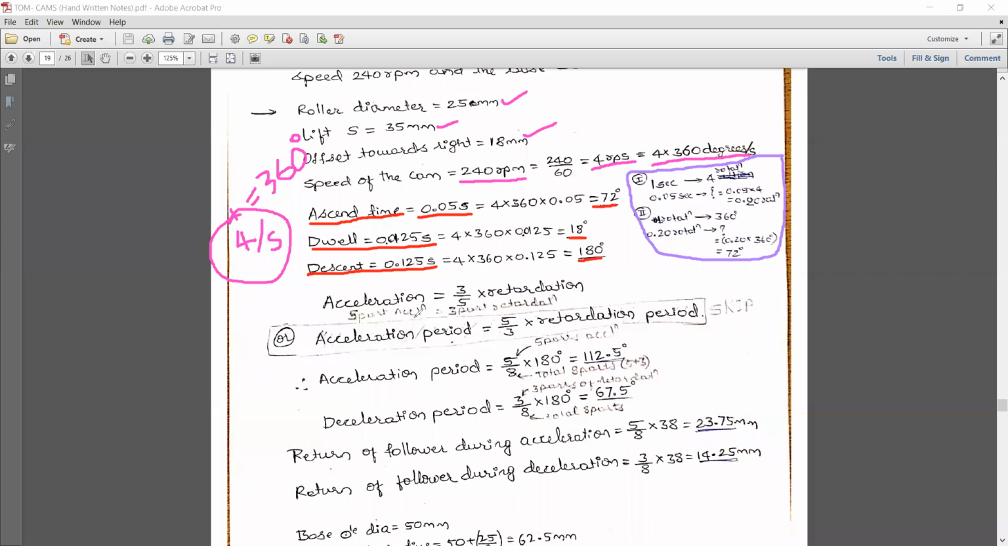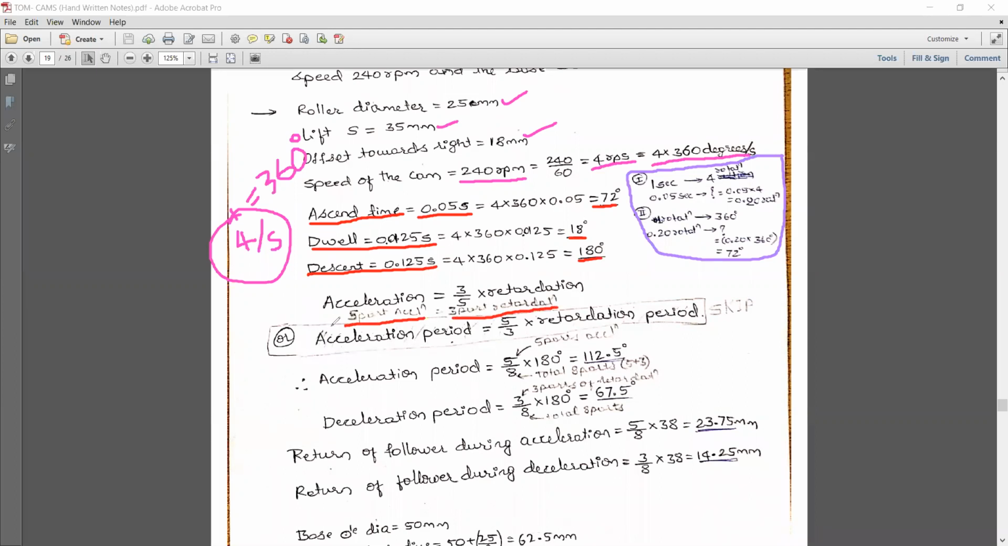So now what you do is, there are two methods. For the next problem we have to interpret in a different manner, and this part you have to interpret in a different manner. So I'll tell you what it is. 3 by 5 times retardation is there, right? So what I'll do is send the 5 to this position. So what it becomes here is 5 parts of acceleration is equal to 3 parts of retardation. Am I right?